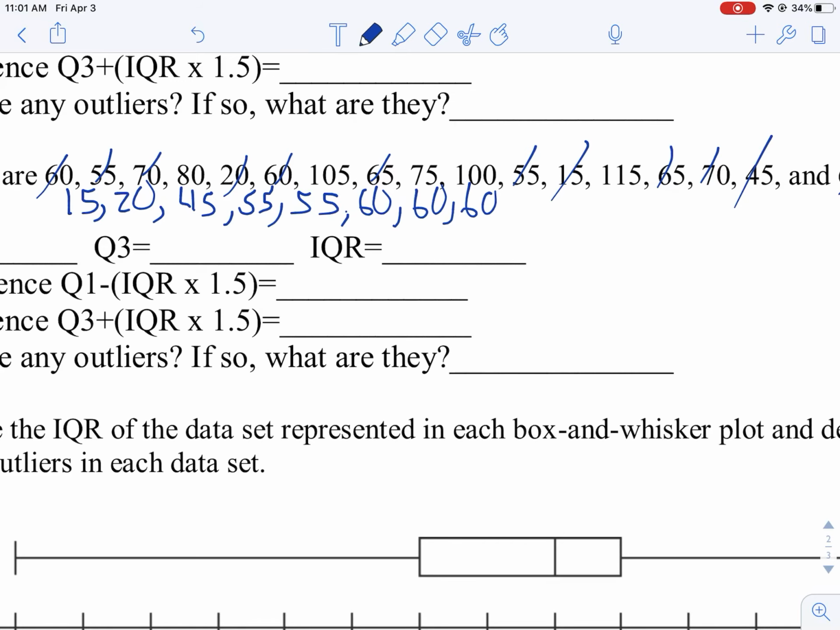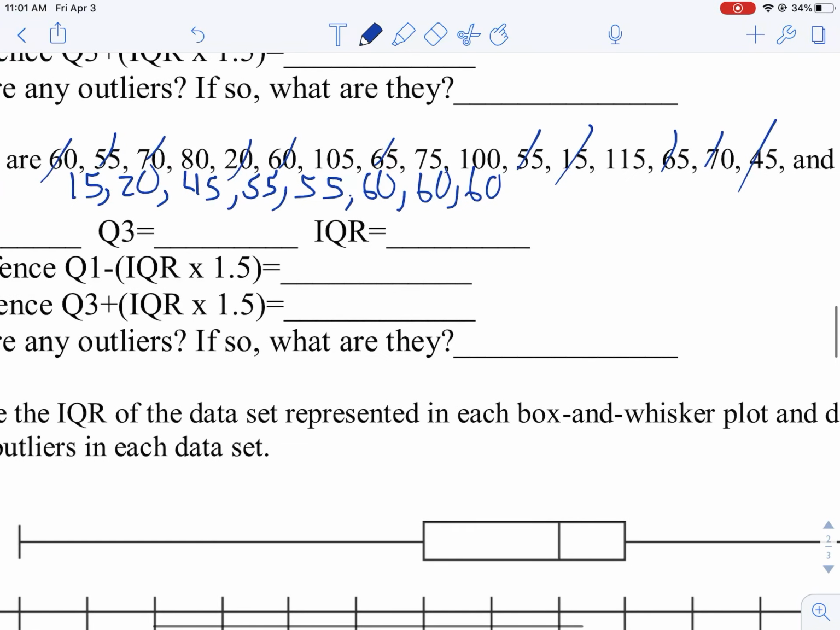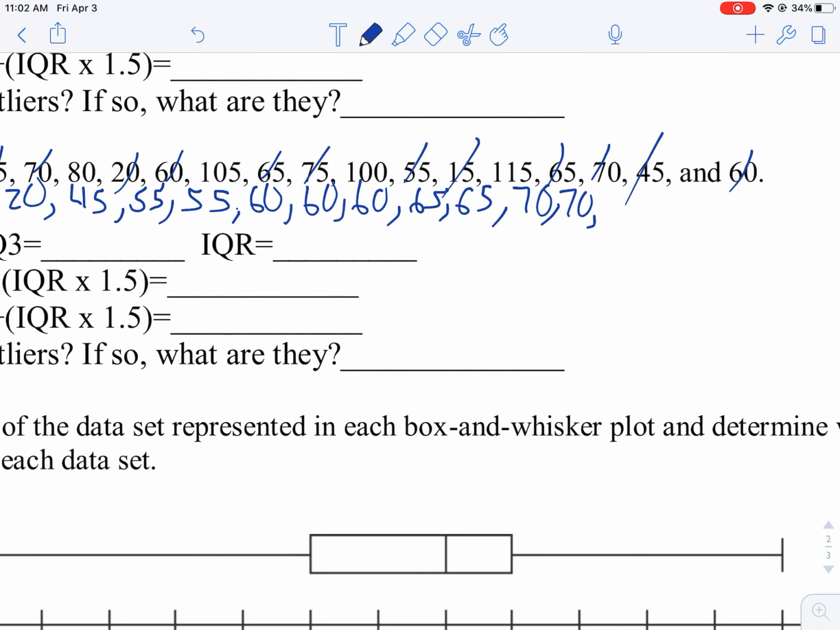There were 3 60s. 1, 2, 3 of them. Yep. And then 65, it looks like twice. And then 70 twice. Okay. And then it looks like 75. So that's why these are hard. They're a little more difficult. 75.